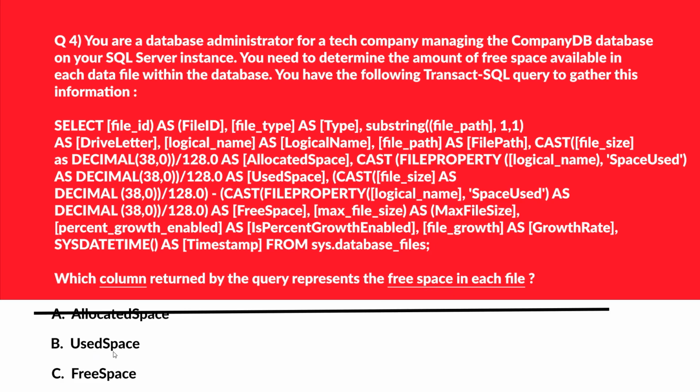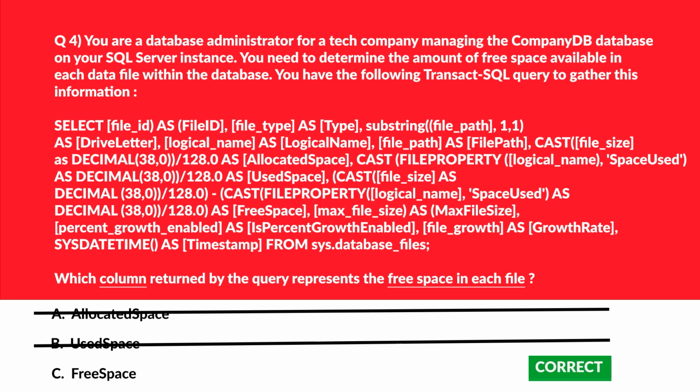B says used space. The used space column, as the name mentions, if we read the code, space used, represents the space that is currently used within the file, not the free space. Therefore, wrong choice. We are left with option C, that is free space. The free space column is calculated by subtracting the used space from the allocated space, representing the free space available in each file. So that being said, option C looks good. We'll lock option C as the right answer.